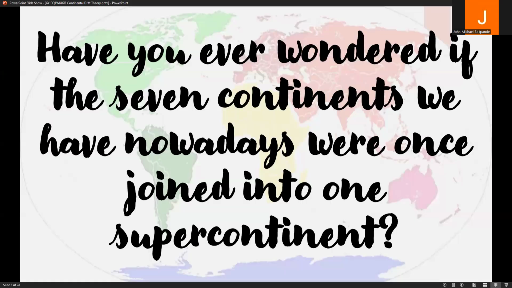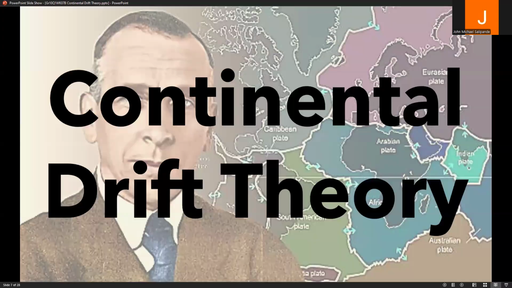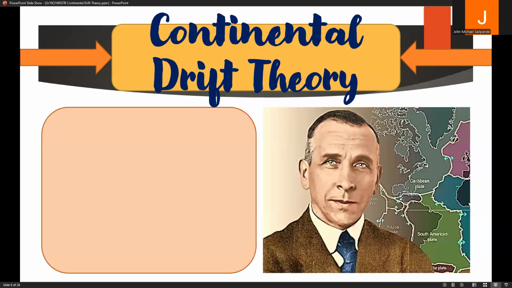So have you ever wondered if the seven continents you have nowadays were once joined into one supercontinent? When I was a kid, I always wondered if these continents were connected as one supercontinent, no? And I also have the same belief as its proponent, based on the continental drift theory. The scientist who conceptualized the continental drift theory is none other than Alfred Wegener.